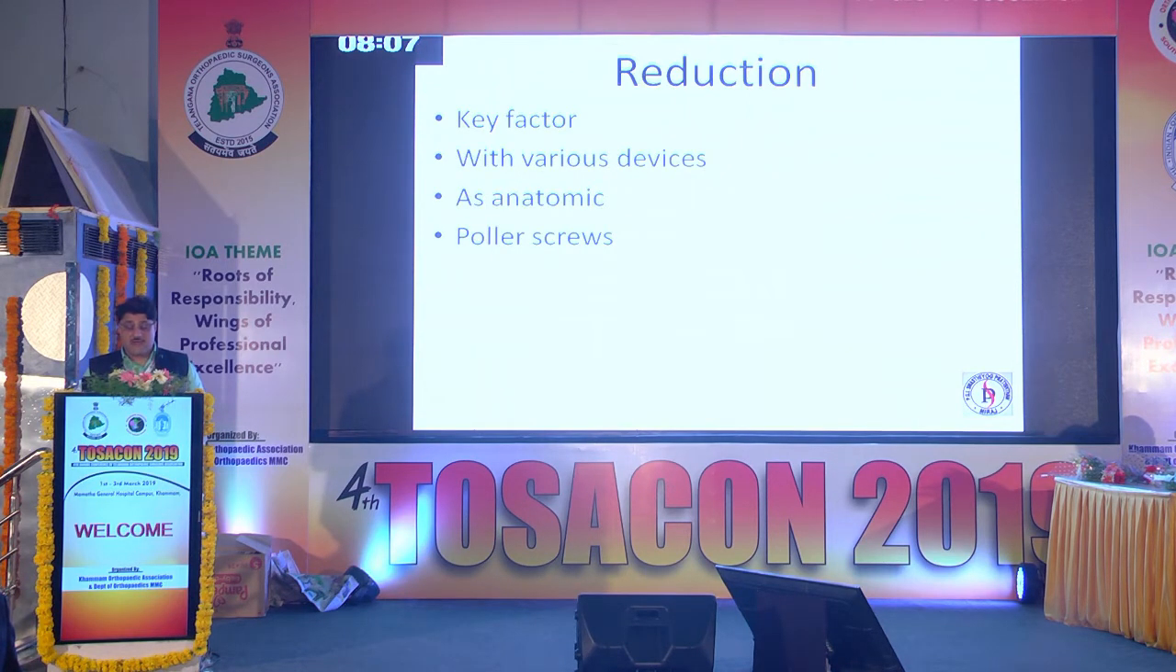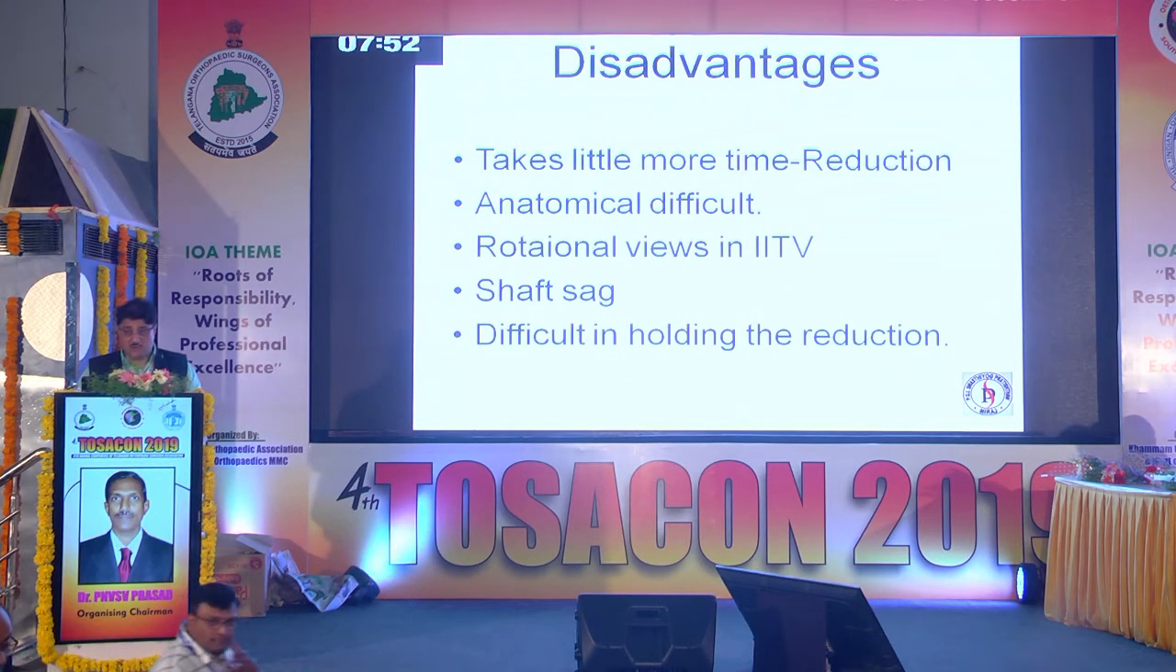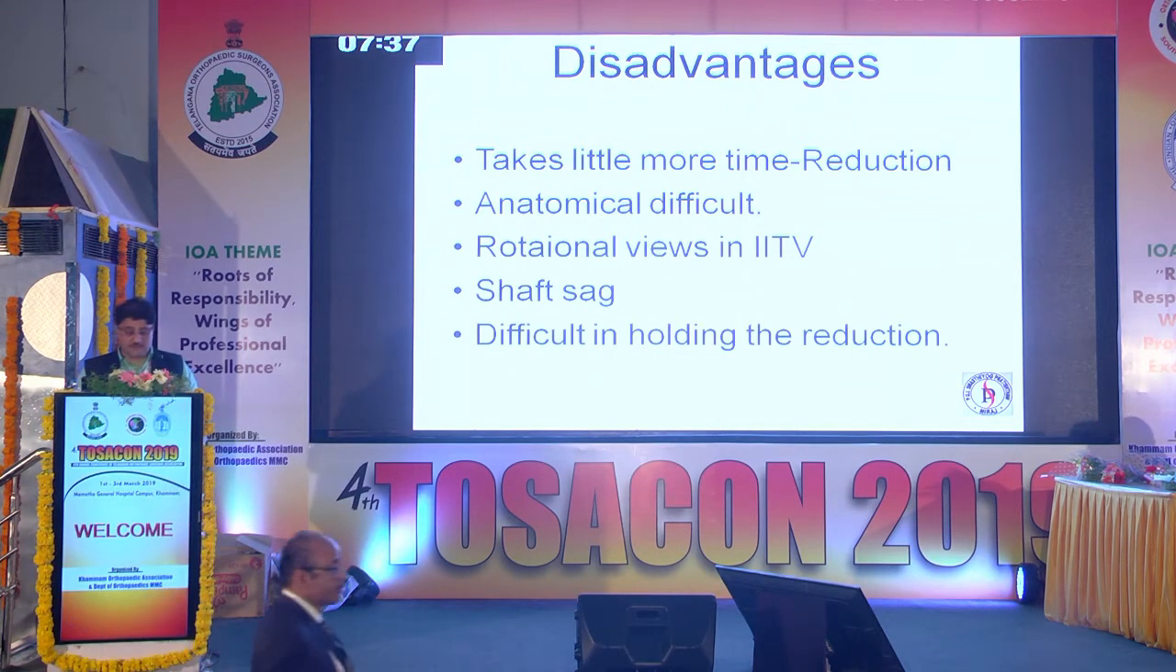So the key factor with various devices is anatomic reduction. It takes a little time for reduction because there is a lot of soft tissue. Anatomically it may be difficult. The rotational views in IITV are very difficult to treat sometimes, as Srinivas has shown in an excellent way, how to see the x-rays and how to see the imaging. The sag of the shaft can also be problematic and make it difficult to hold the reduction.